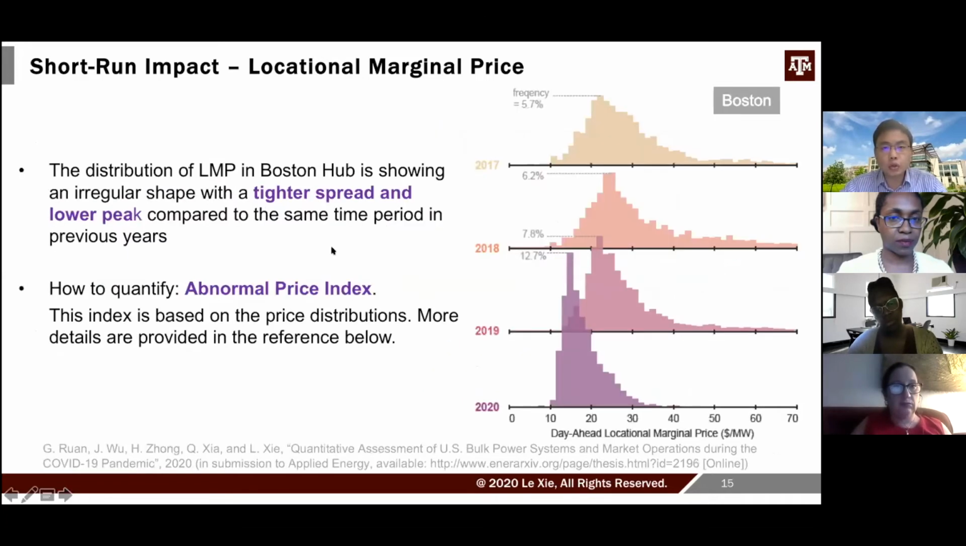And they're going down not only in terms of their average, but also they're much more concentrated. So I just gave you an example here. This is the Boston hub in the New England market. You can see the prices from 2017 to 2020 going leftwards, right? Leftwards meaning the price on average is going down, and also it's becoming narrower. Narrower meaning the concentration is higher, there is less spread in the prices.